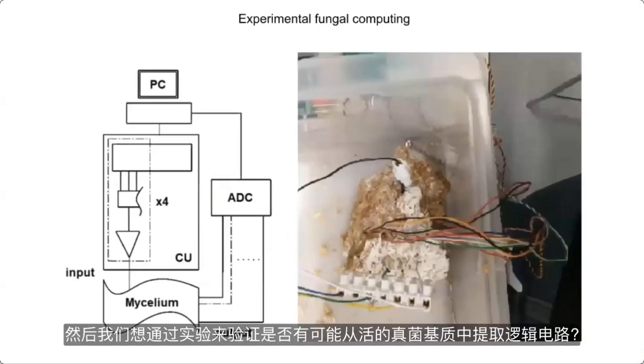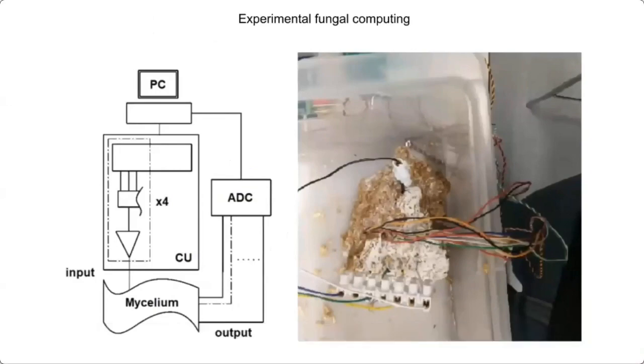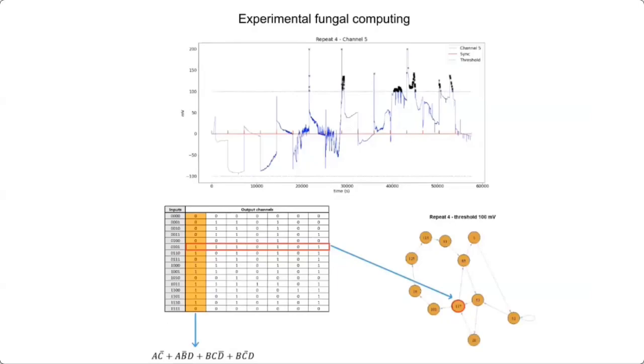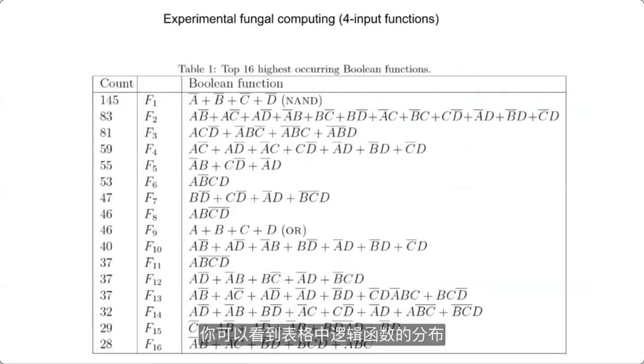Then later, we decided to check experimentally if it's possible to extract logical circuits from living fungal substrates. So Nick Roberts from our lab constructed this wonderful hardware and stimulated fungal substrates with 4-bit strings. That's an example of the output and a table showing how, in fact, logical functions were extracted. And this is the distribution of the logical functions. In the table, you can see the top 16 highest occurring Boolean functions.